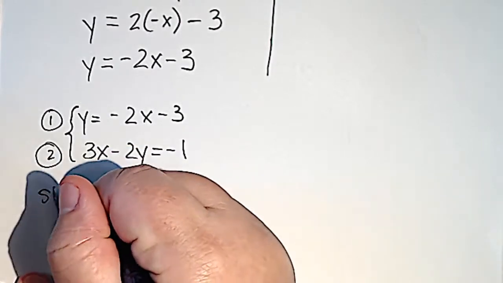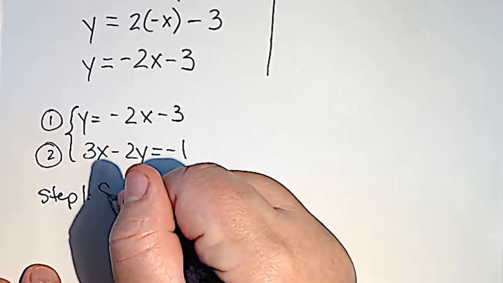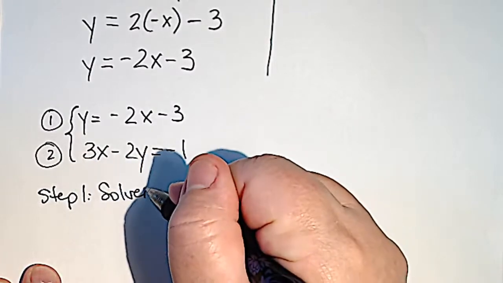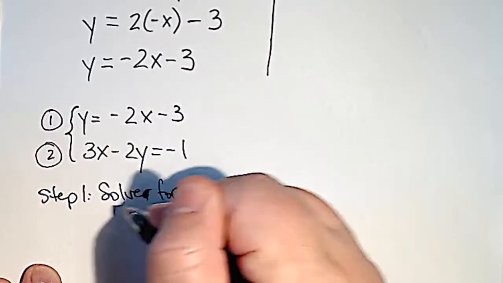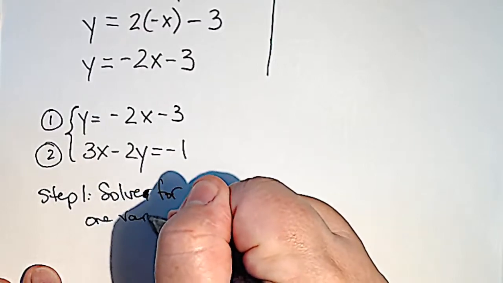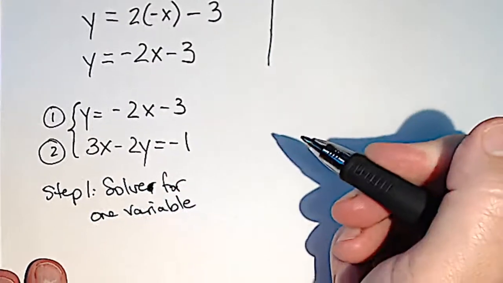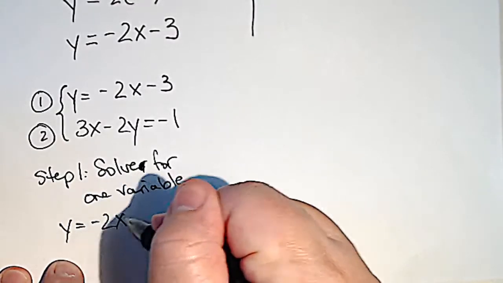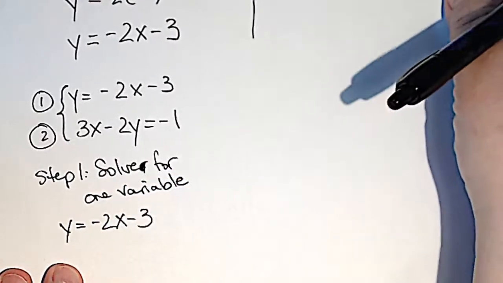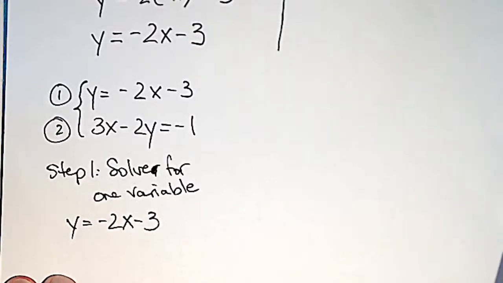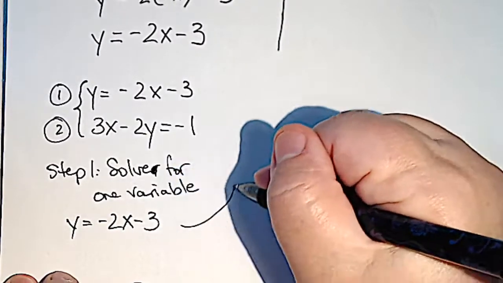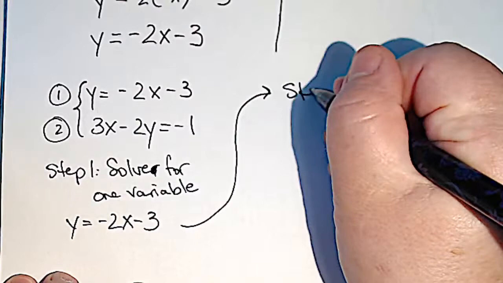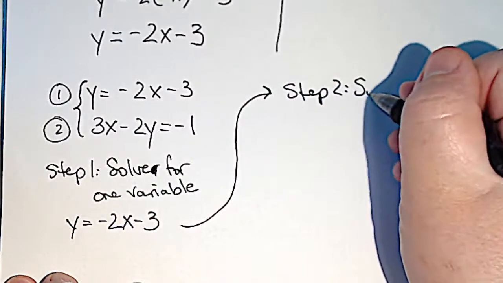But step one, solve for one variable. Okay, so that's already done. Bam. Equation 1 looks good. Woohoo. A little tipsy, but good. And then step 2, substitute.